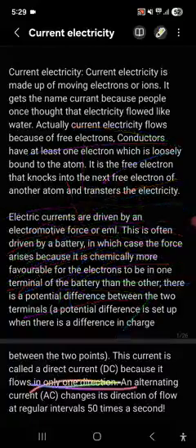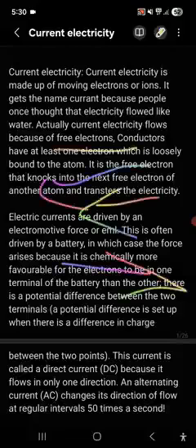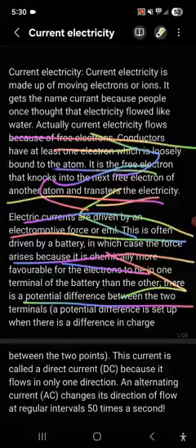And alternating current. You know what that means? Alternating current. You know who invented alternating current? Tesla.